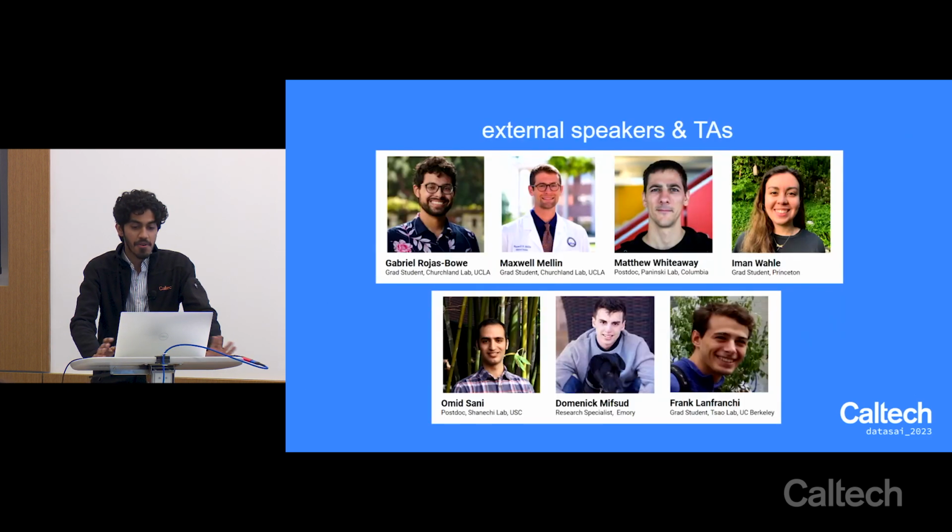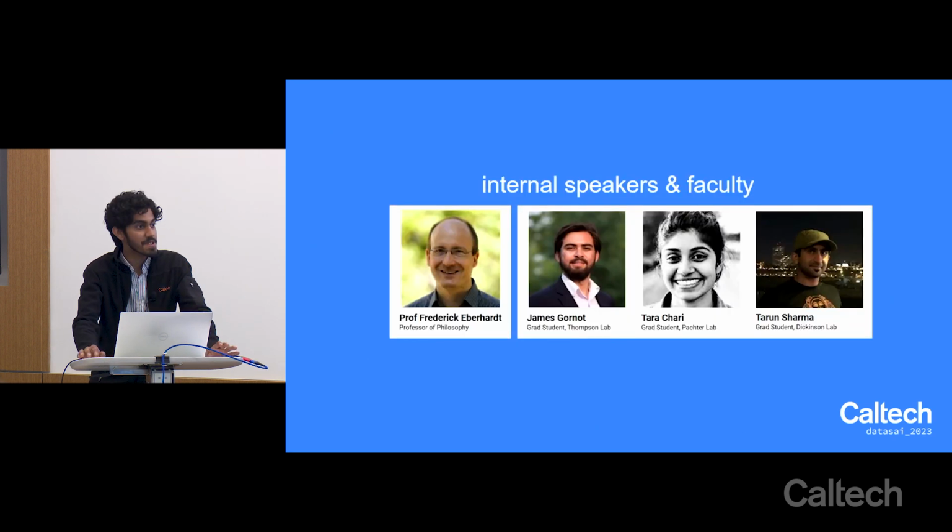Accompanying them is also a whole armada of people, including Gabriel Rojas-Braue and Maxwell Mellon. They're both grad students from Ann Schurston's lab at UCLA. They'll be having a session later this week where they'll talk about things like encoding models. Matt Whitebay is a postdoc at Liam Pininsky's lab. And Iman Wali is a grad student at Princeton who will be assisting Frederick Eberhard, one of our faculty. We also have Omid Sani, Dominic Misfud, as well as Frank, who many of you probably know. He used to be a grad student here. He's now at Berkeley.